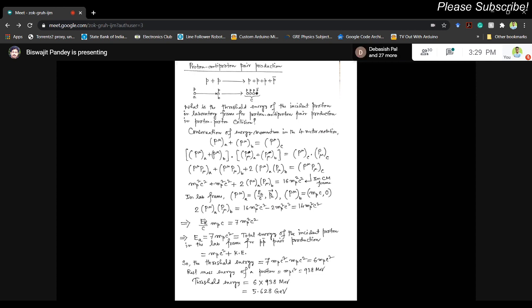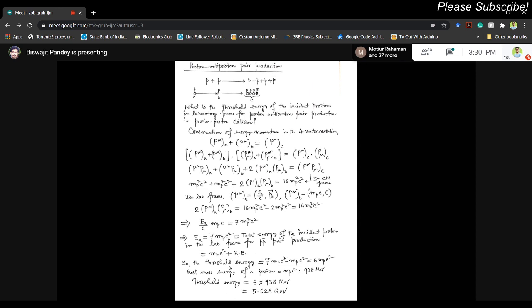So that is EA by C into mpc. C and C get cancelled. So EA equals 7 mp c square. This is the total energy of the incident proton A in the lab frame. But remember, this is the total energy, which includes the rest mass energy and the kinetic energy both, right? So the rest mass energy of the proton is mp c square, and the rest of the energy will be the kinetic energy of the proton. So that is mp c square plus kinetic energy.